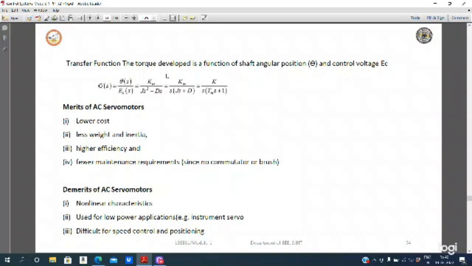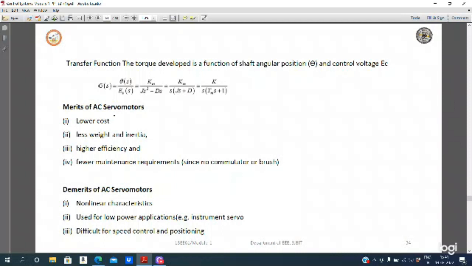Then the transfer function, the torque developed as a function of shaft angular position and control voltage: G(s) = θ(s)/E0(s) = Km/(Js² + ds). Here d is the damper, J is the inertia, and Km is a constant. This is the transfer function we obtain in order to get the torque development in the AC servo motor.